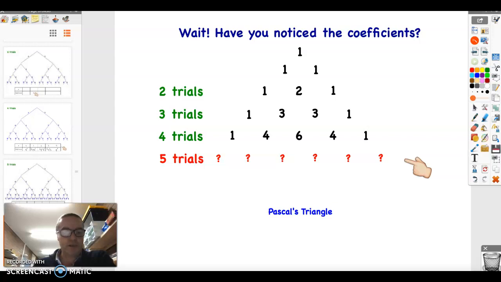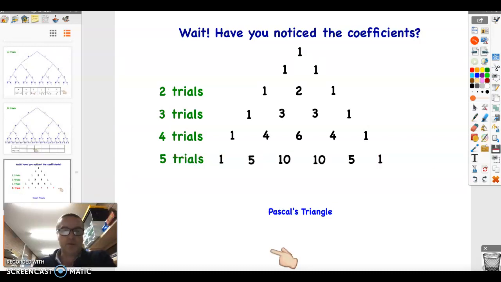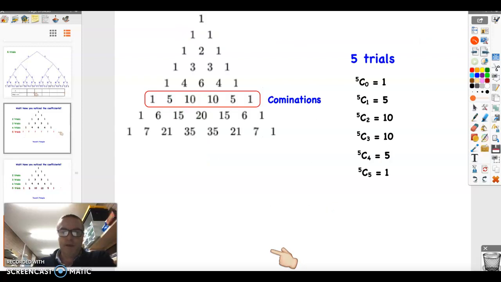Remember, we'll need 6 coefficients because we need everything from 0 successes to 5 successes. So those coefficients will look like this. We have 1, 5, 10, 10, 5, and then 1. We don't always need to look at Pascal's triangle. In actual fact, we usually only use Pascal's triangle when we don't have a calculator to use.